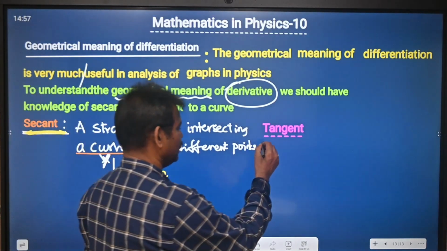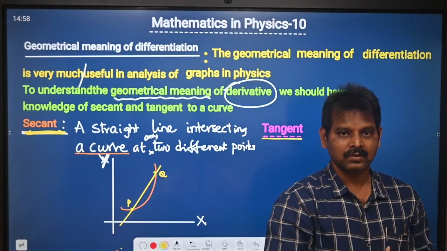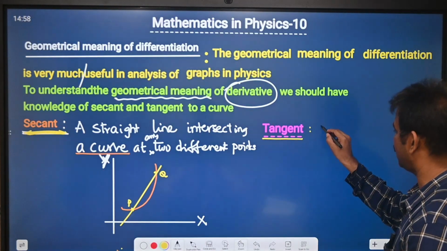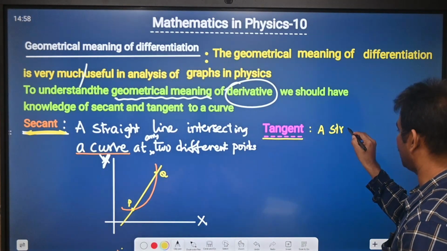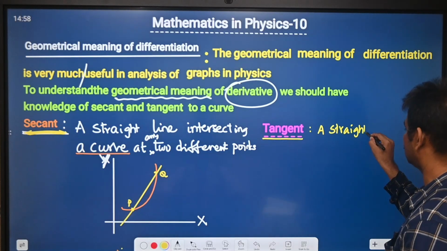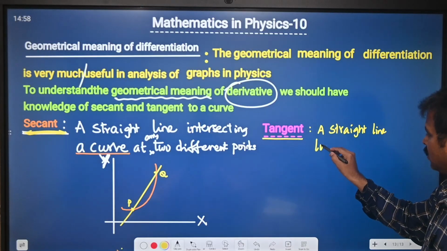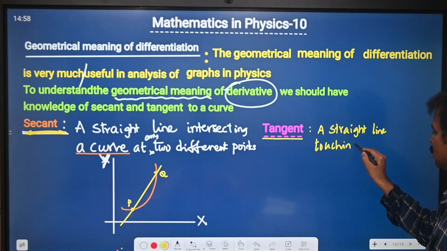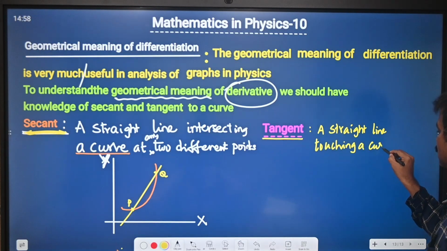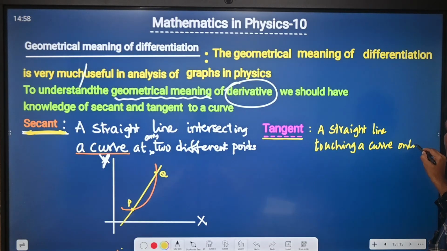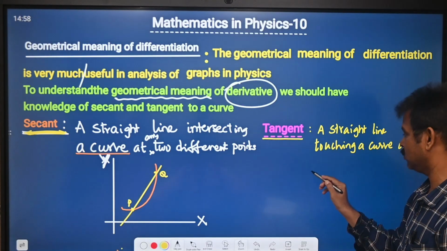Now what is this tangent? Tangent is also a straight line touching the curve only at one point.